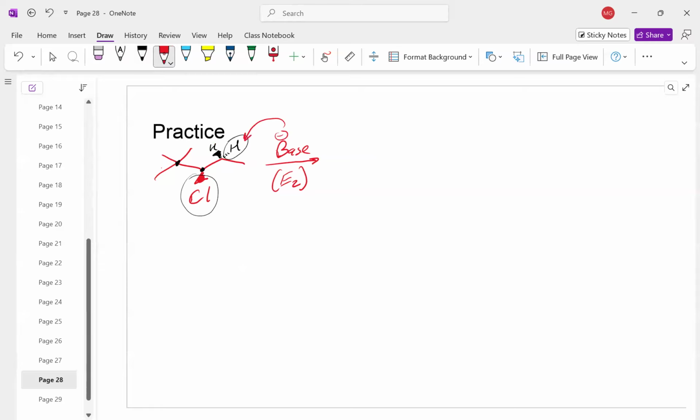So I'm going to pull this off, do my E2. And I'm going to get this double bond, which is the trans isomer. And I'll probably get a little bit of the cis isomer as well. But this is going to be my major product. This will be my minor product.